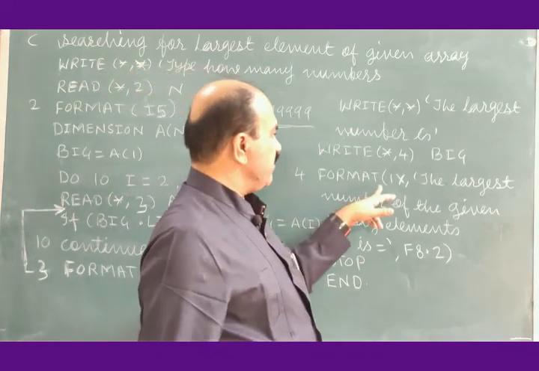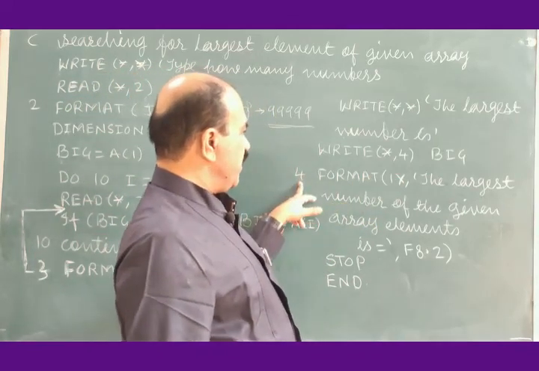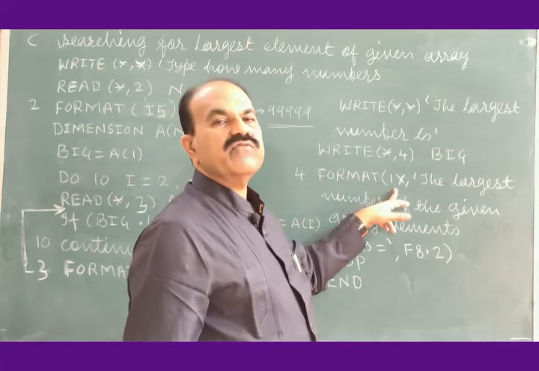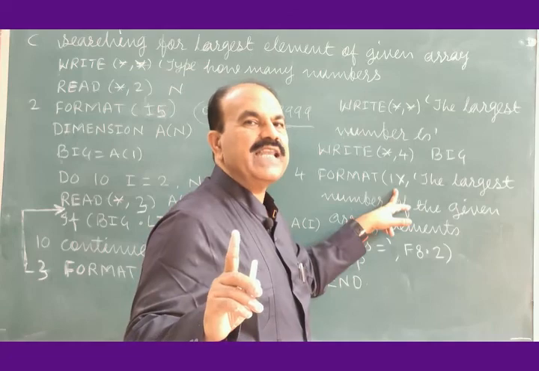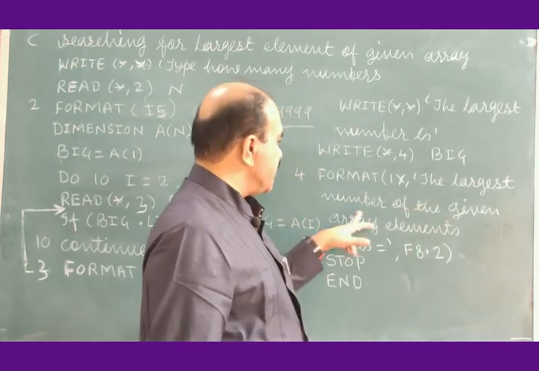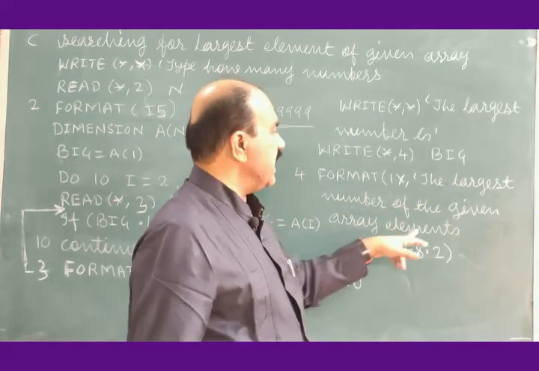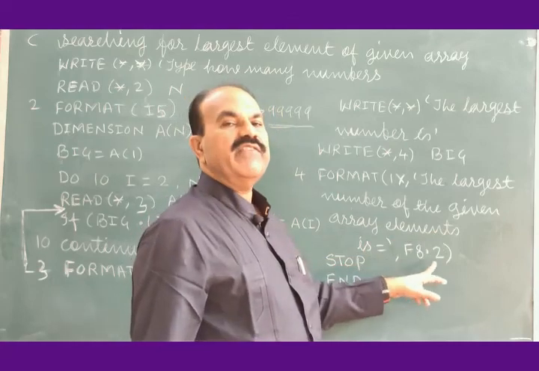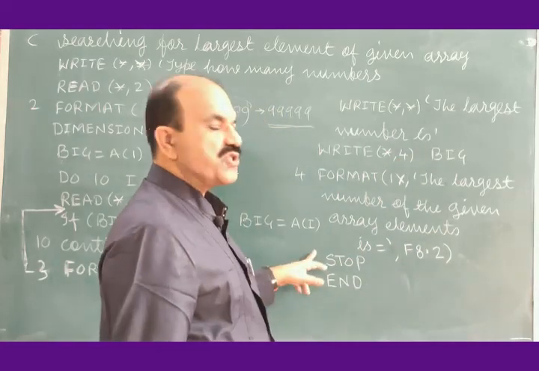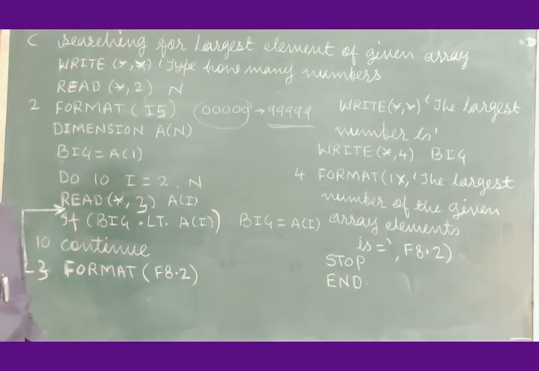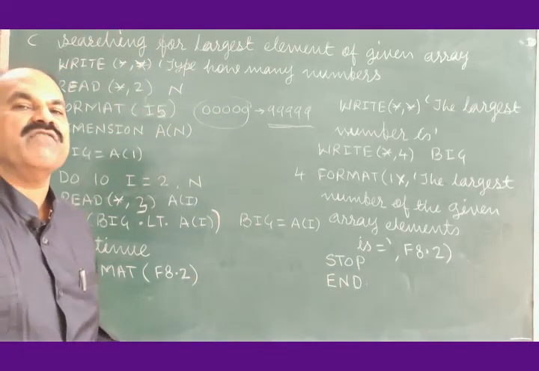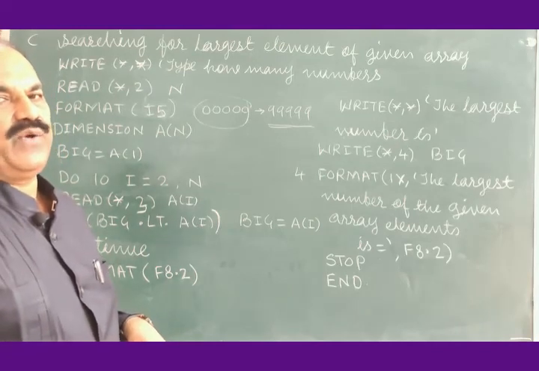Okay, what is format 4? Format 4 is 1x, one column is skipped, it is left blank. The largest number of the given array elements is equal to f8.2, that is the big. Stop. Yes, this is the way of finding the largest or biggest of the given numbers in a one dimensional array.